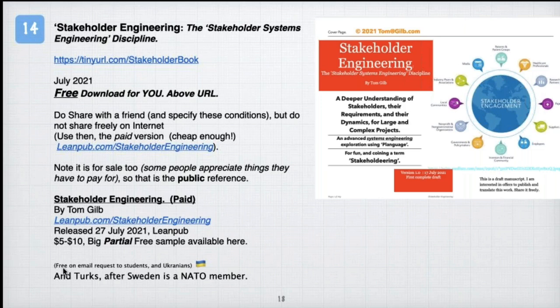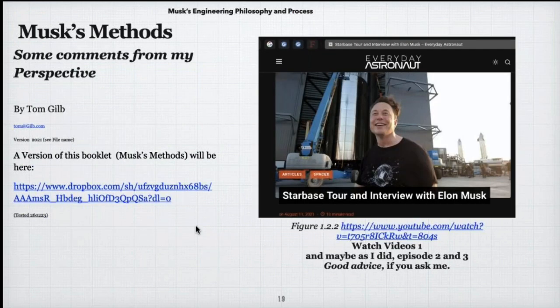And have a little joke here. These are my books. Even if you find a book that has a price on it, like $5, I'll give it for free to any poor students and Ukrainians, and I'll give it to the Turks after Sweden is a NATO member. My little joke for the day. I'm in Norway, in case you didn't notice.